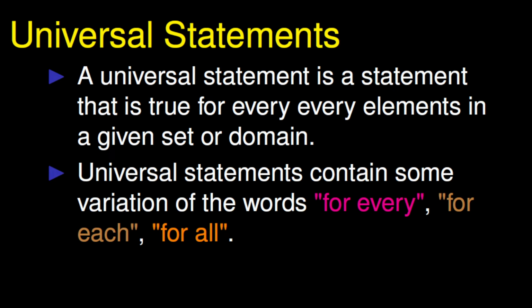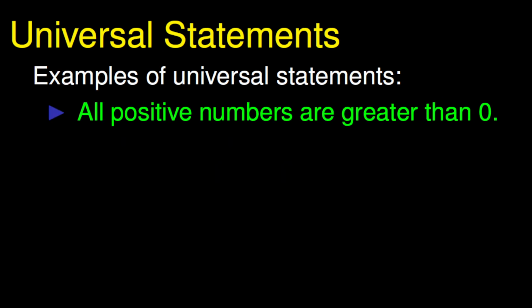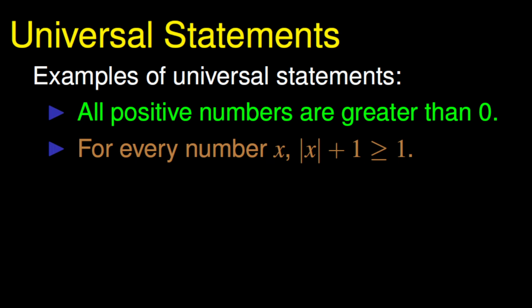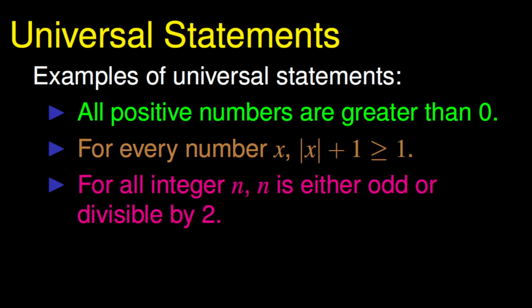A universal statement is a statement that is true for every element in a given set or domain. Usually, universal statements contain some variation of the words for every, for each, for all. Let us list a few examples of universal statements. All positive numbers are greater than 0. For every number x, the absolute value of x plus 1 is greater than or equal to 1. For all integers n, n is either odd or divisible by 2.